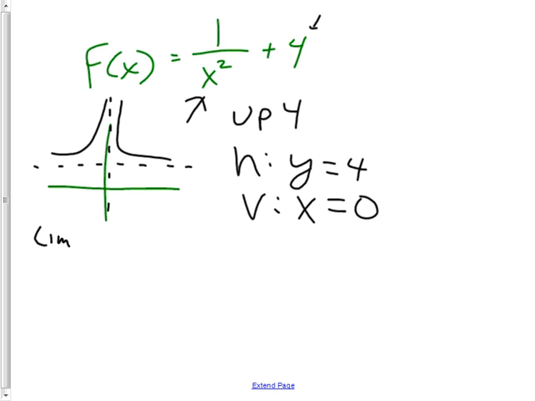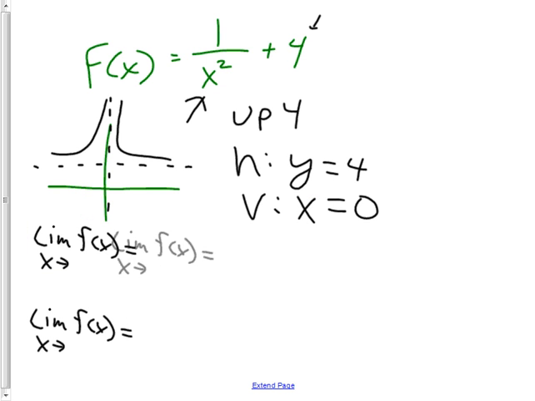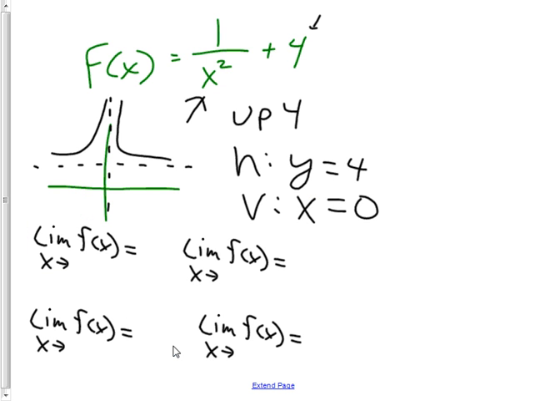Lim of the function as x approaches, and then this is going to be equal to, and I'm going to make this an infinite cloner. I know you can't do that, but I can, so I'm going to. Here's my 4 limit statements. One for the left end, one for the right end, and I'm just going to put in those parts.